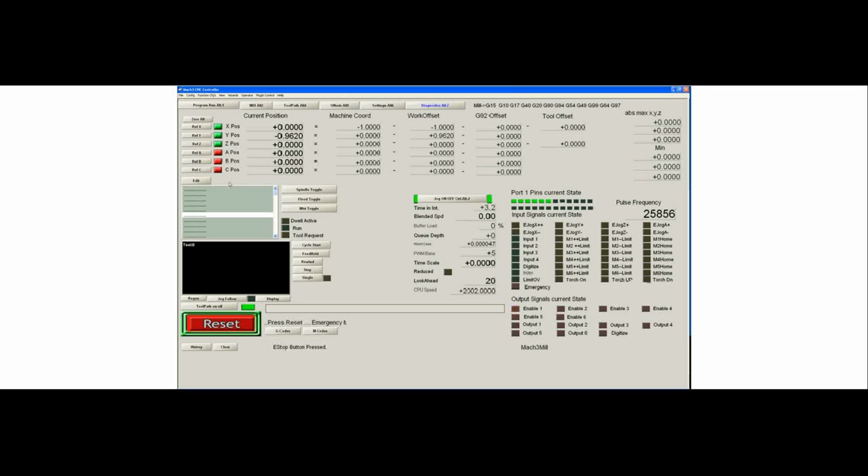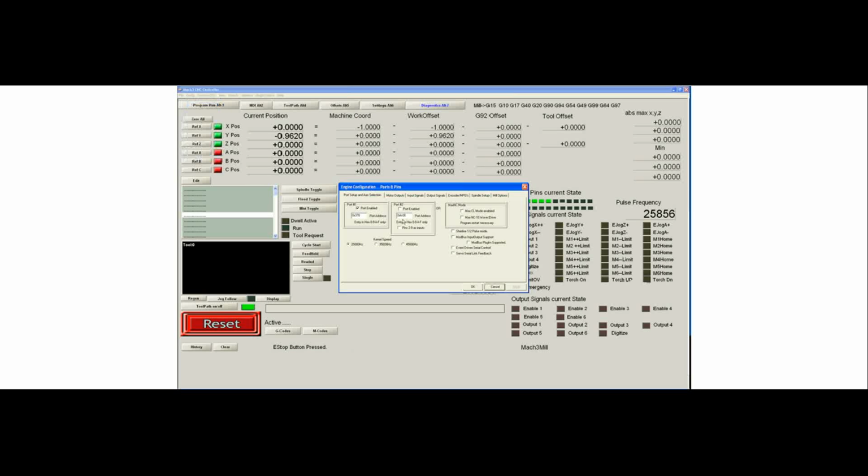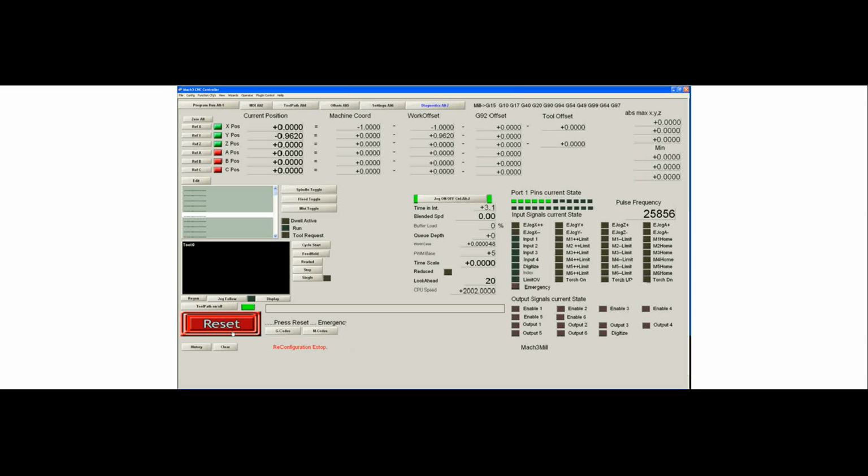Same thing happens with the reset, and this is a famous problem that many people report. If we look in our ports and pins, input signals, and slide it down to the e-stop signal, you can see that I have it set to port 0. This is because I don't use an e-stop button. But many people will have the active low checked. Actually, under port 0, it won't matter what you check.